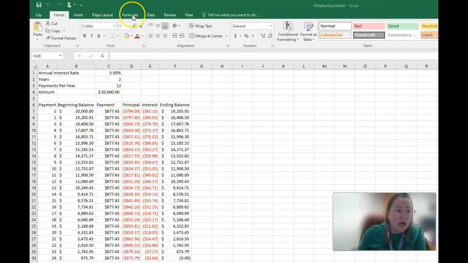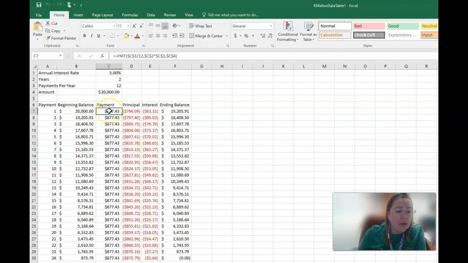So I started with the basics here: 5% interest rate, 2 years, 12 payments per year, total amount $20,000. And I lined up all of the individual payments, 1 through 24. I started with $20,000 as a beginning balance.